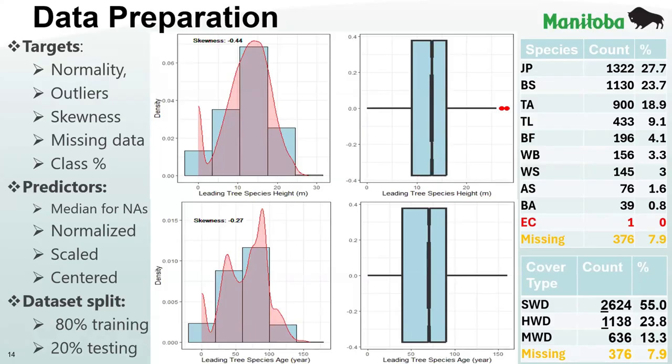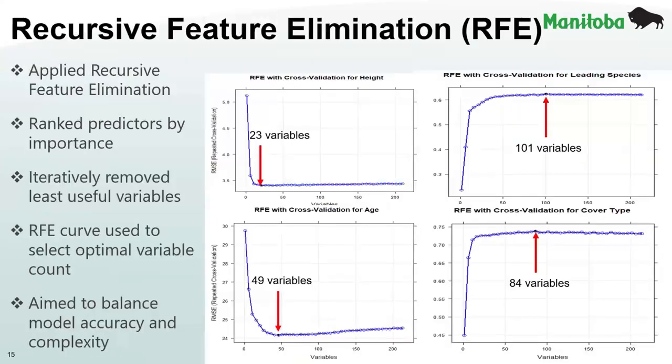For predictor variables, variables with more than 5% missing values were excluded, and with less than 5% missing values, we replaced the missing values with the median. Then we normalized the data, scaled and centered it, before splitting it into 80% for training and 20% for model testing.